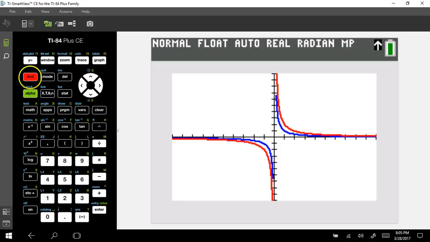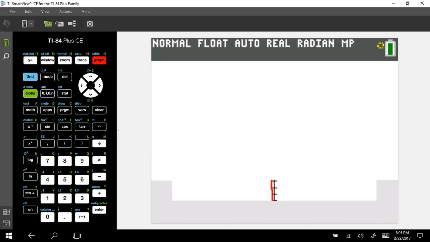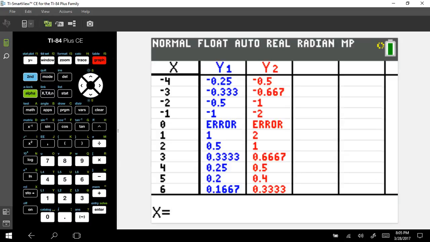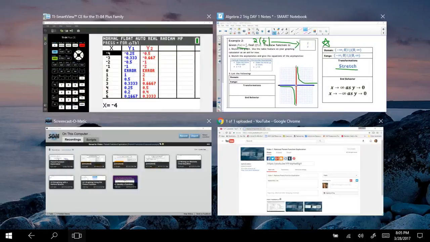You can take a look at the table to compare the y values. So remember what we're doing with the y values, we're just multiplying them by 2. An easy one to look at: when x is negative 1, the output y1 for 1 over x is negative 1. Multiply that by 2, you get negative 2. And of course, if we put 0 in the denominator, we'll get errors in both cases.